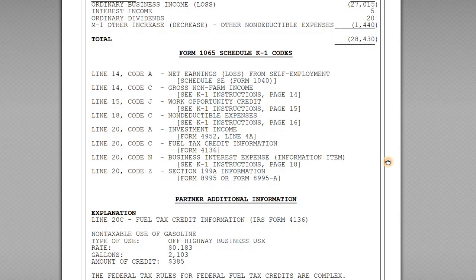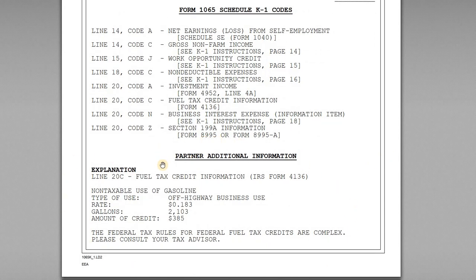And then in addition to that, we've provided more information down here in order for him to complete his own Form 4136. So line 20C, fuel tax credit information, Form 4136. We have non-taxable use of gasoline. Type of use is off-highway business use. We have the rate and the number of gallons that are allocated to John. Remember, the total was 4,206. John gets 50% of the allocable gallons, so he has 2,103 gallons that he can claim on his Form 4136. And then the credit that he's going to get, if he does it correctly, is $385.